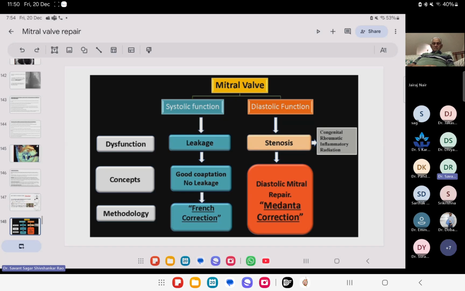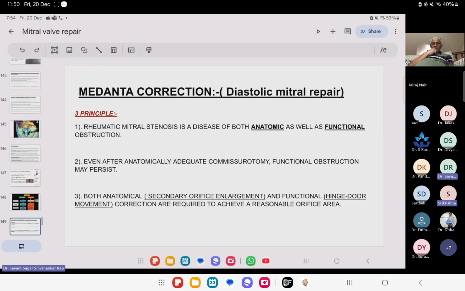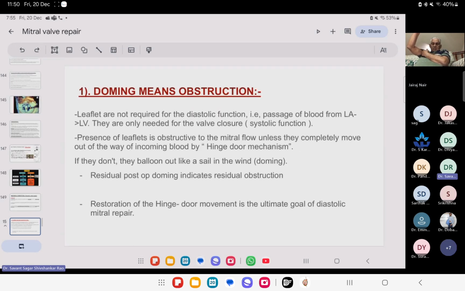The one more thing that I want to explain in this class was Medanta correction. That is the diastolic mitral repair, mainly for rheumatic heart disease. Medanta correction is using 3 principles, mainly in RHD, showing anatomical and functional obstruction. Even after anatomically adequate commissurotomy, functional obstruction may persist. So both anatomical, that is secondary orifice enlargement, and functional, that is hinge door movement, corrections are required to achieve a reasonable orifice area. So doming, according to this concept, doming means obstruction.